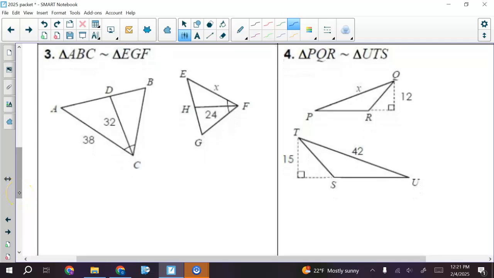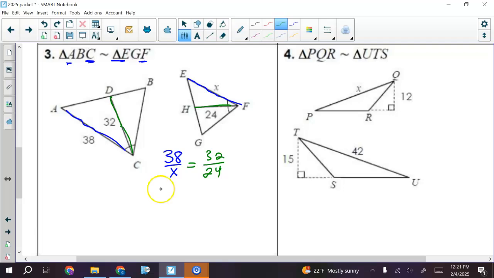All right, here we go. If these are similar, what side should go with what? Okay. So if I start with 38, it really doesn't matter what you start with as long as you put the corresponding sides together. So 38 is A and C. That's got to go with E and F, X. So we go 38 over X equals, now we've got the angle bisector here. Come back to the first one, 32 over 24. Make sure you put that in the right order. If I put 24 over 32, I'll get the wrong answer.